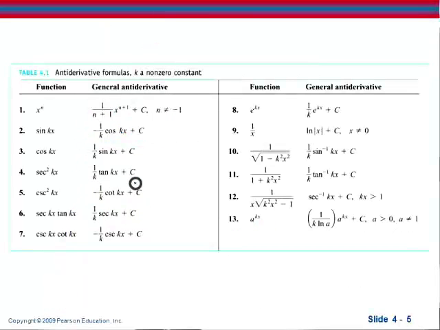Now here is a table that gives us some general antiderivatives. We have the power rule basically in reverse, and the rule for sine x in reverse, and cosine x in reverse. This is very helpful as you go through and try to find antiderivatives.